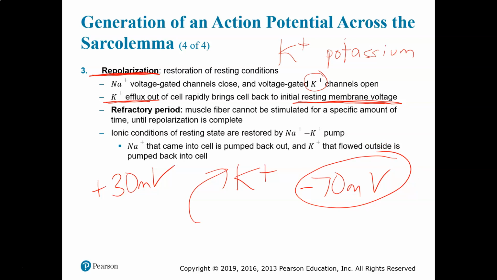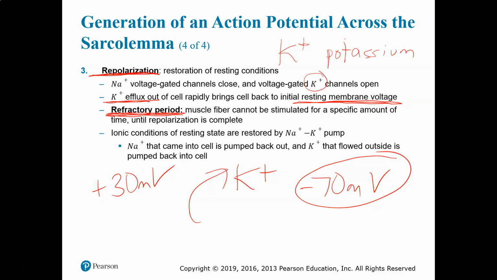Now, there is a period called the refractory period where you cannot stimulate the muscle fiber for a specific amount of time until repolarization is complete. That's a short period of time where the muscle fiber cannot be stimulated. It's called the refractory period.